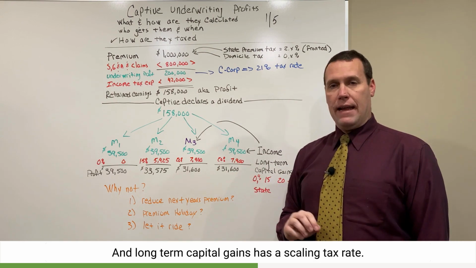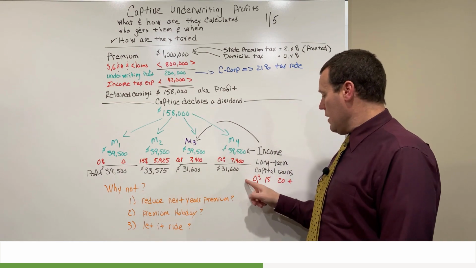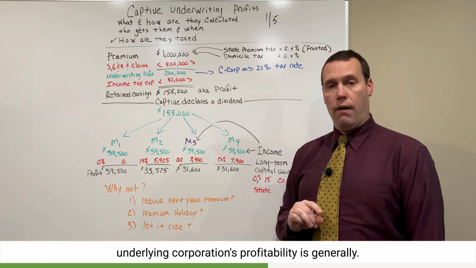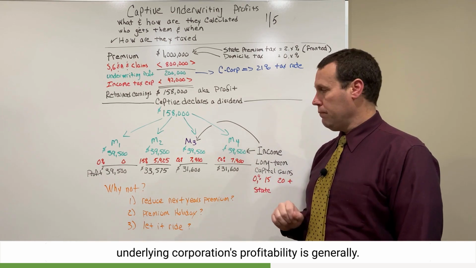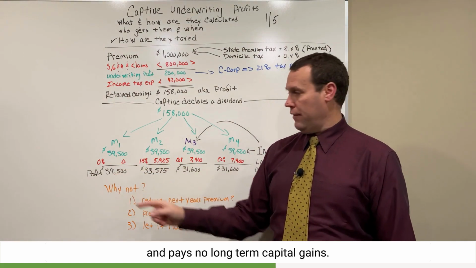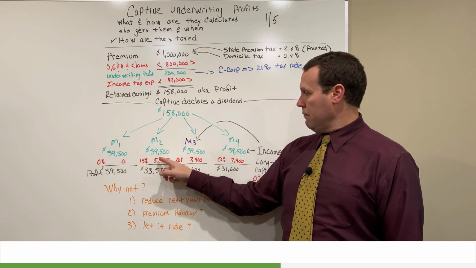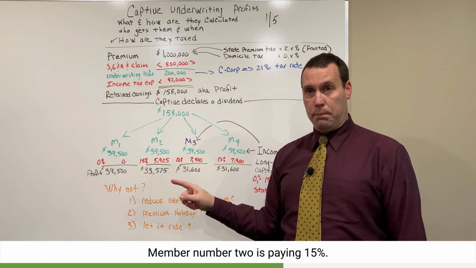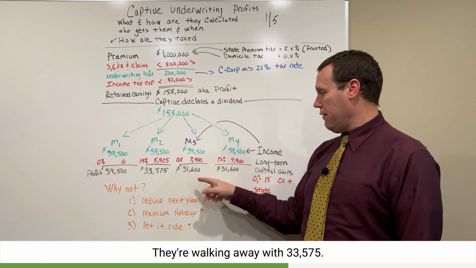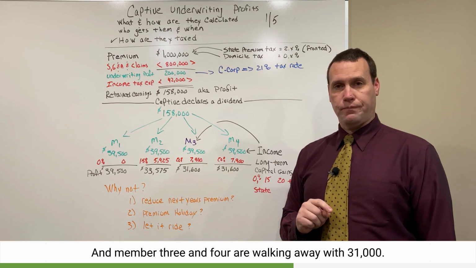And long-term capital gains has a scaling tax rate. This scale depends on what your underlying corporation's profitability is, generally. So let's assume this member is small and pays no long-term capital gains. They get $39,000 of profit. Member number 2 is paying 15%. They're walking away with $33,575. And member 3 and 4 are walking away with $31,000.